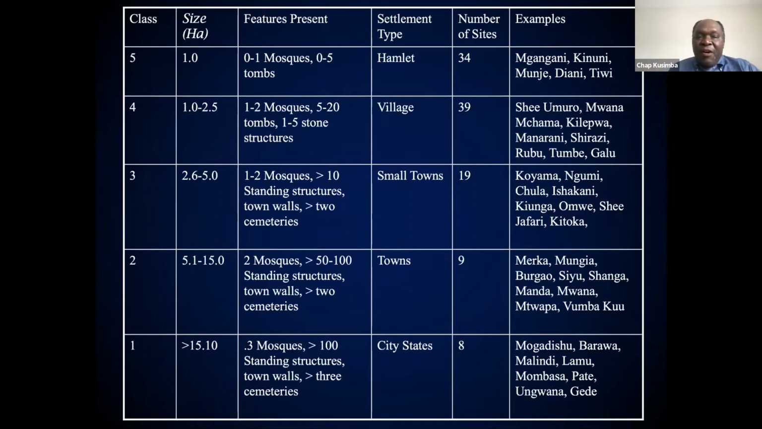The majority of these towns were very small hamlets, sometimes villages, and some of the towns that were located in deeper harbors and were much more strategically placed were able to develop into large city states. For example, Mogadishu, Barawa, Malindi, Lamu, Mombasa, Pate, Ungwana, Gede in Kenya, of course, Kilwa, Sofala, and then in later years, Zanzibar. These are some of the towns that we are talking about.